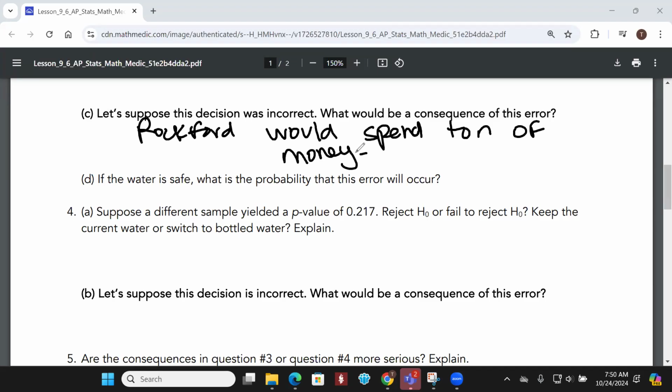The Wolverine Worldwide. It is a shoe company. Why does the shoe company have water? Wait. No, they have chemicals. Okay, so if the water is safe, what is the probability that this error will occur?